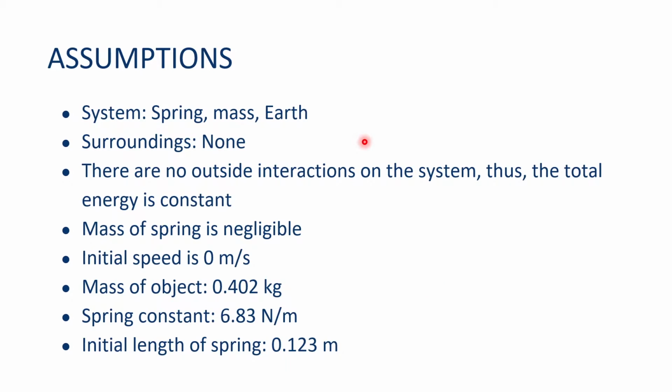For one, the system is a spring, mass, and the Earth. The surroundings are none. Since this is true, there are no outside interactions on the system, thus the total energy is constant. We assume that the mass of the spring is negligible, and the initial speed is 0 meters per second. The mass of the object is 0.402 kilograms, the spring constant is 6.83 newtons per meter, and the initial length of the spring is 0.123 meters.